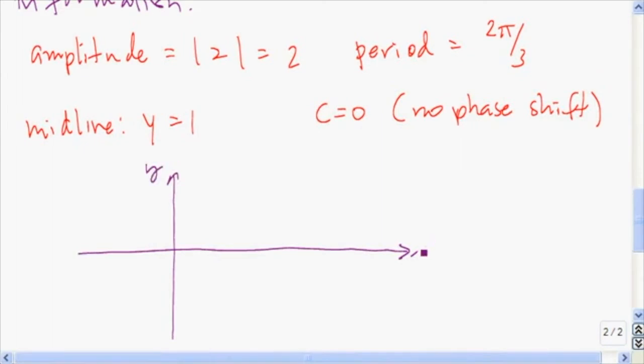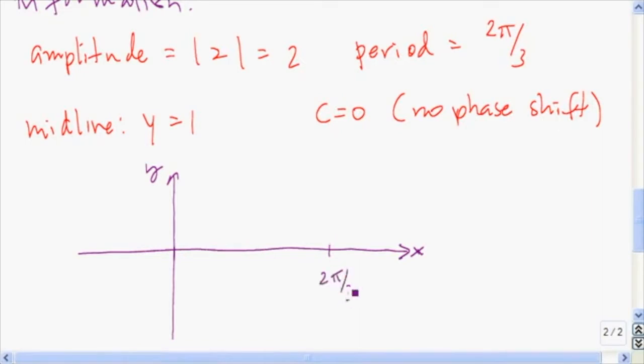So the way I like to do it is as follows. I like to start at whatever my c value is. So in this case, I'm going to start at the origin. And then I will extend that out the length of the period. So I'll extend that all the way out to 2 pi over 3.